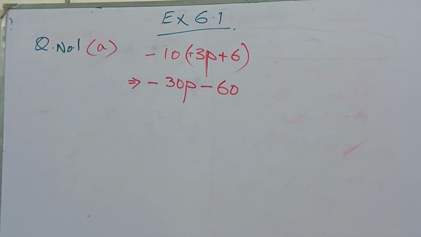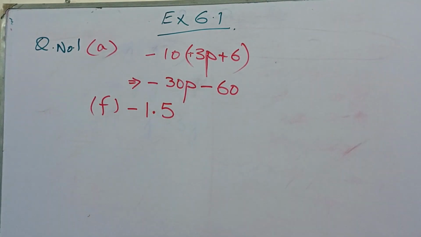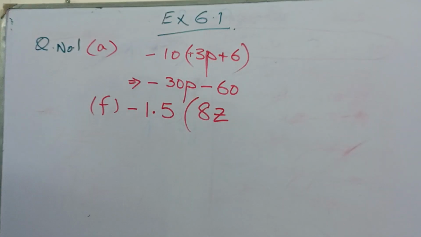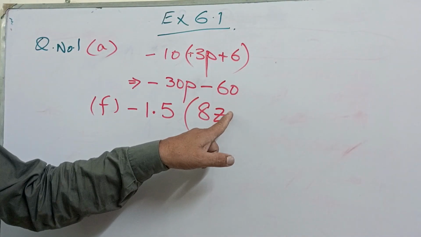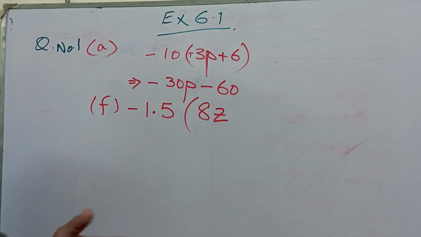So all other questions are the same. Let me do one more part, and that is the last part of question number 1, and that is 1.5 minus 1.5. 1.5 is bracket 8z. Now I have told you that I always cut this z from the center because it should not match with 2 anymore. Minus 4.